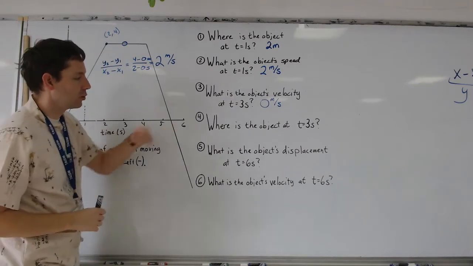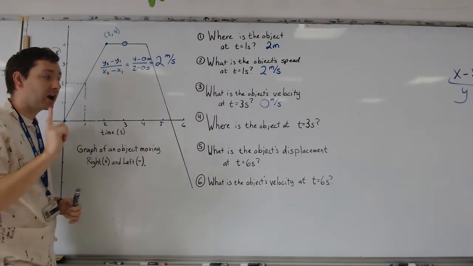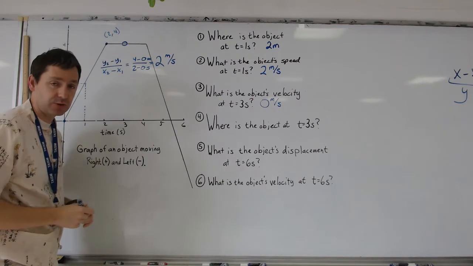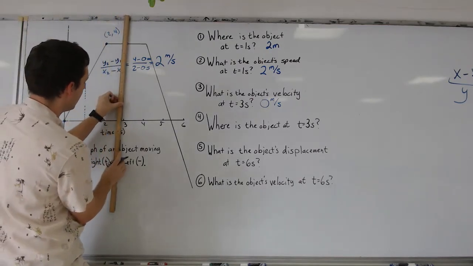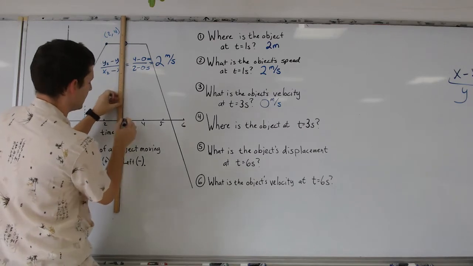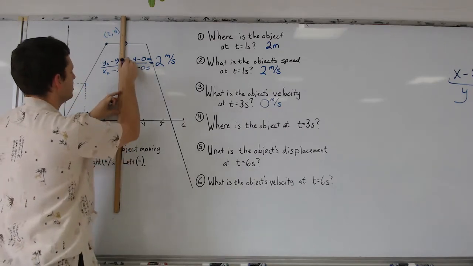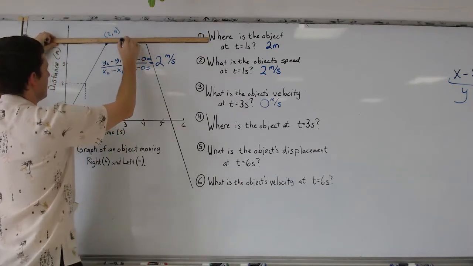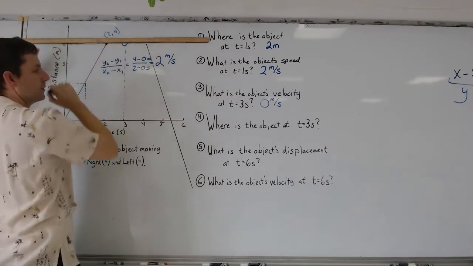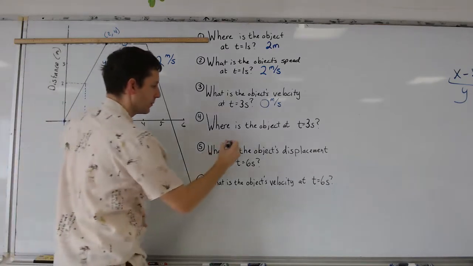All right. Question number 4. Where is the object at t equals 3 seconds? Okay. Same thing. We take our ruler. We kind of did this already when we were looking for the velocity. So we just go right there. And we notice that that's right here at 4 meters. So it's 4 meters.